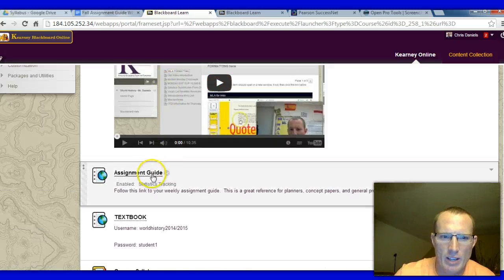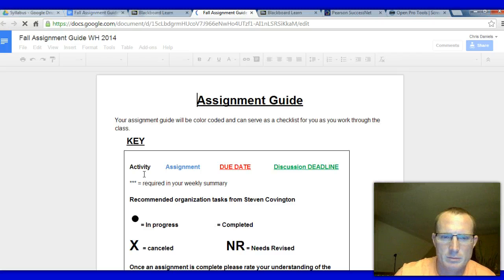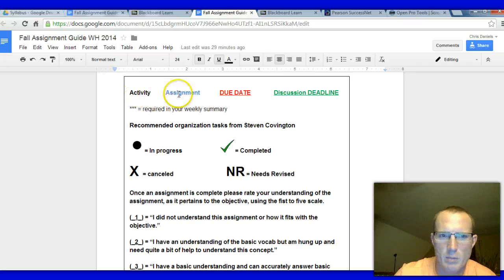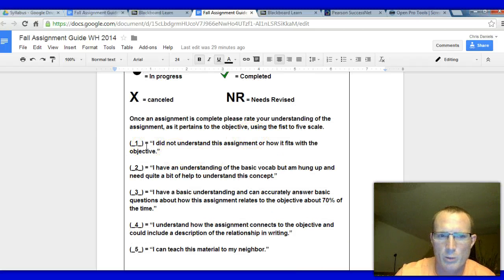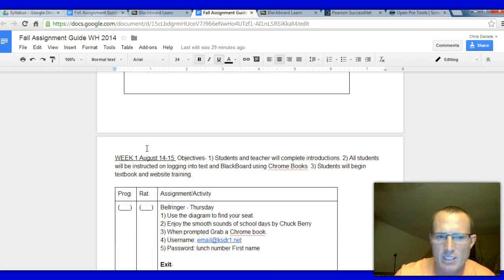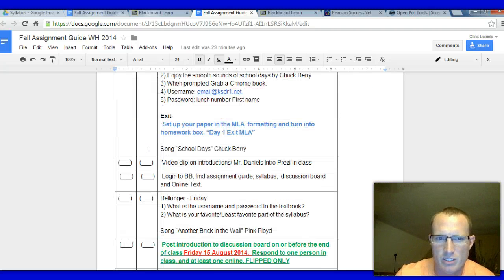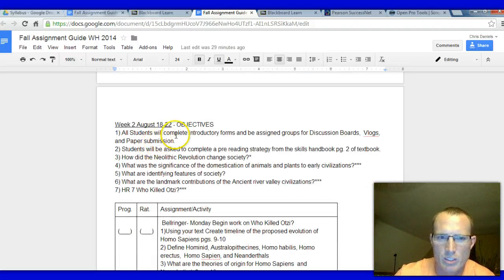We're going to go down here and look at our assignment guide. Remembering activities are done in black, assignments are in blue, due dates are red and underlined, discussions are in green. Things that are in progress, circle; check mark for completed; X is canceled; NR needs revision. 1 through 5 on how well you understand the activity and how it pertains to what's going on. Those of you that are in flipped instruction, this is going to be checked, not next week, but the week after.